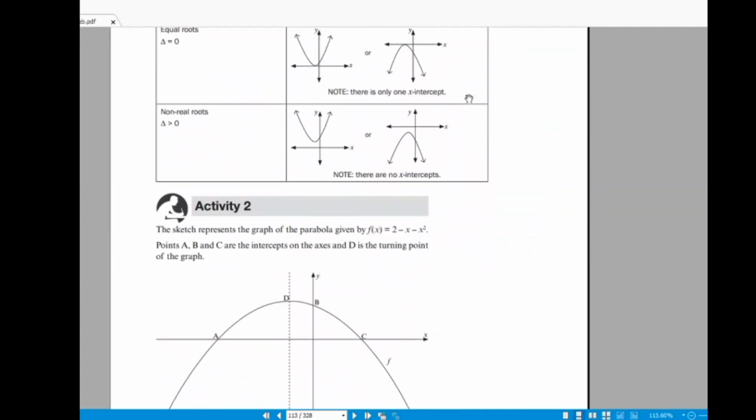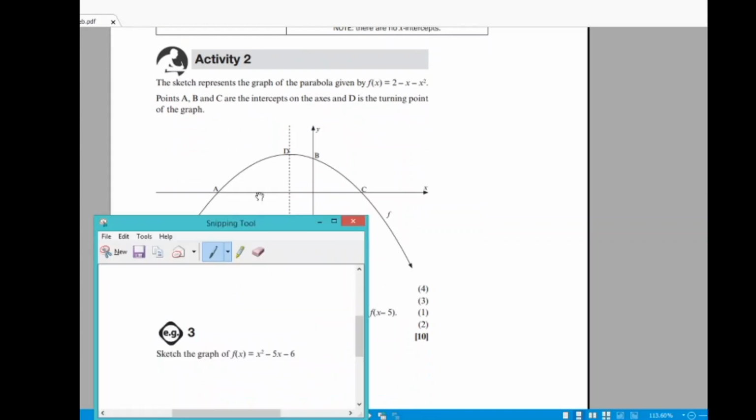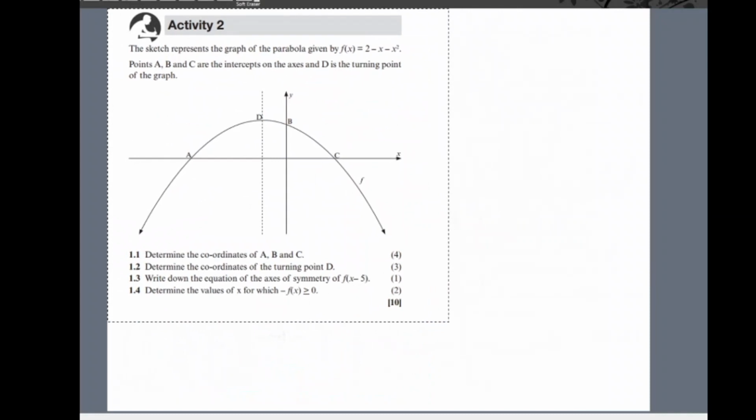Okay, so let us do activity 2. The sketch represents a graph of the parabola given by that function. Points A, B, and C are the intercepts on the axes, and D is the turning point of the graph. Question 1.1: determine the coordinates of A, B, and C.